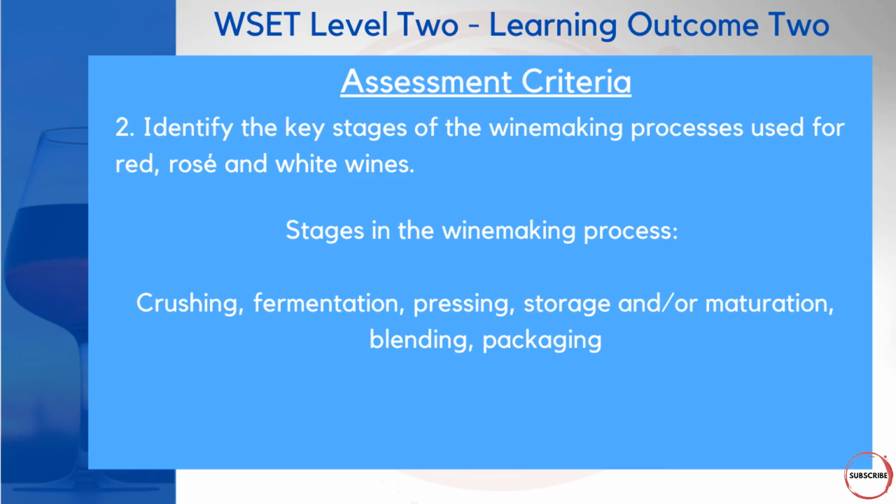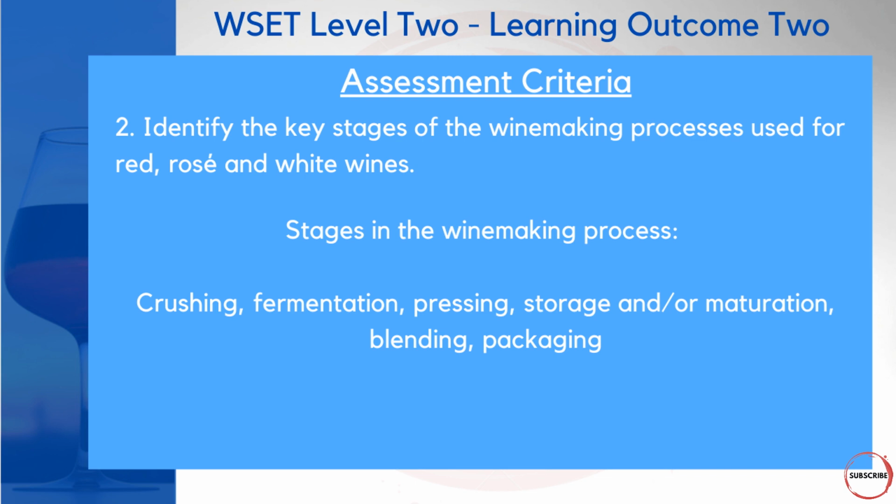And that's where you're going to start to identify the key stages of the winemaking processes used for red, rosé and white wines. And the stages you're going to cover in more detail are going to be things that are happening once those grapes have been harvested and been brought to the winery.